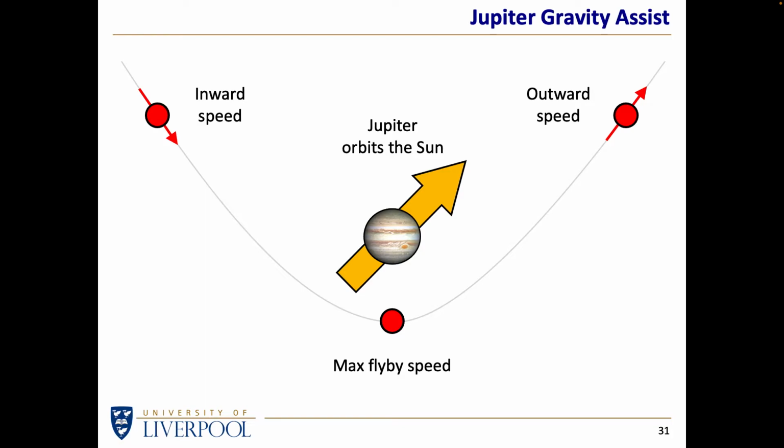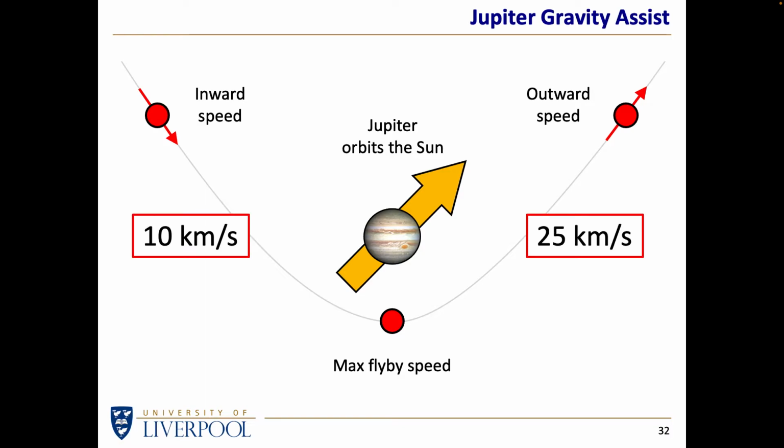If you do that right, when you're coming in, you might come in at 10 kilometers per second, but if you arrange the geometry right, you might leave Jupiter at something more like 25 kilometers per second. There can be a substantial gain, and these, of course, are speeds relative to the sun. The speeds relative to Jupiter are the same, but the speeds relative to the sun can be very different, and that's how you gain speed by slingshotting past the planets on your way to the outer part of the solar system.